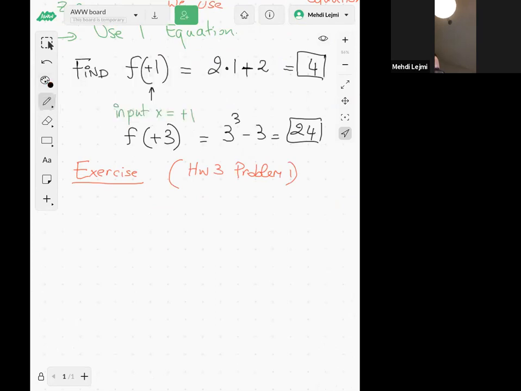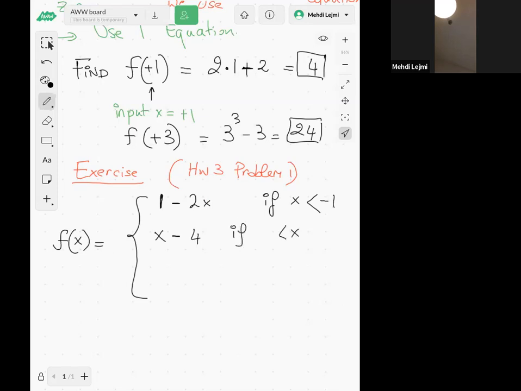All right, so let's say here's my f of x, and f of x is 1 minus 2x if x is less than -1, and then x minus 4 if x is larger or equal to -1 and less than 0, and then x squared minus 1 if x is larger or equal to 0 and less or equal to 2, and finally equal to 2 if x is strictly larger than 2.